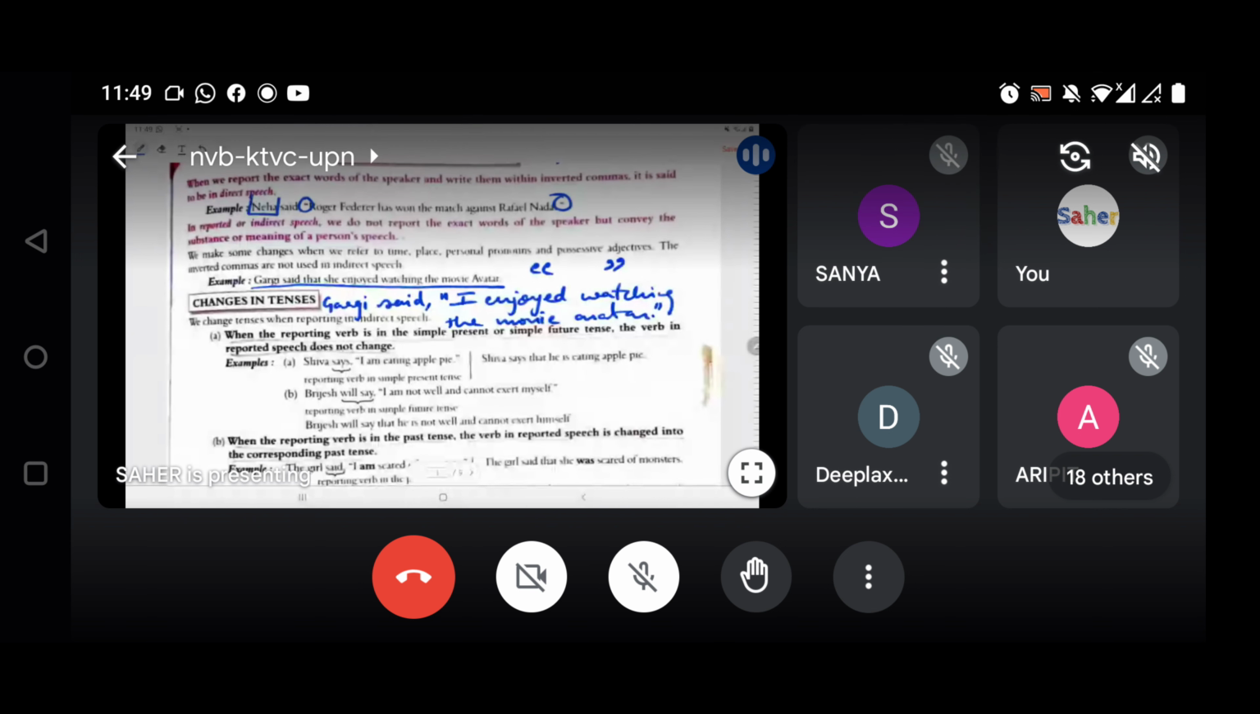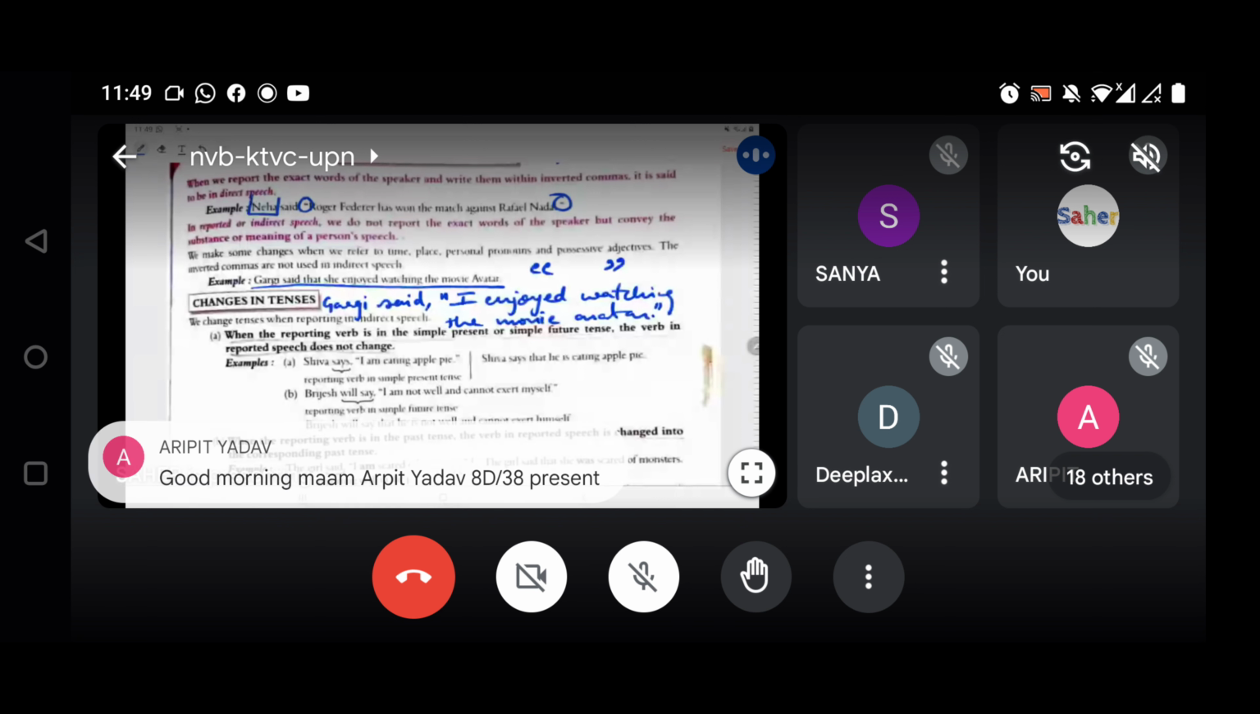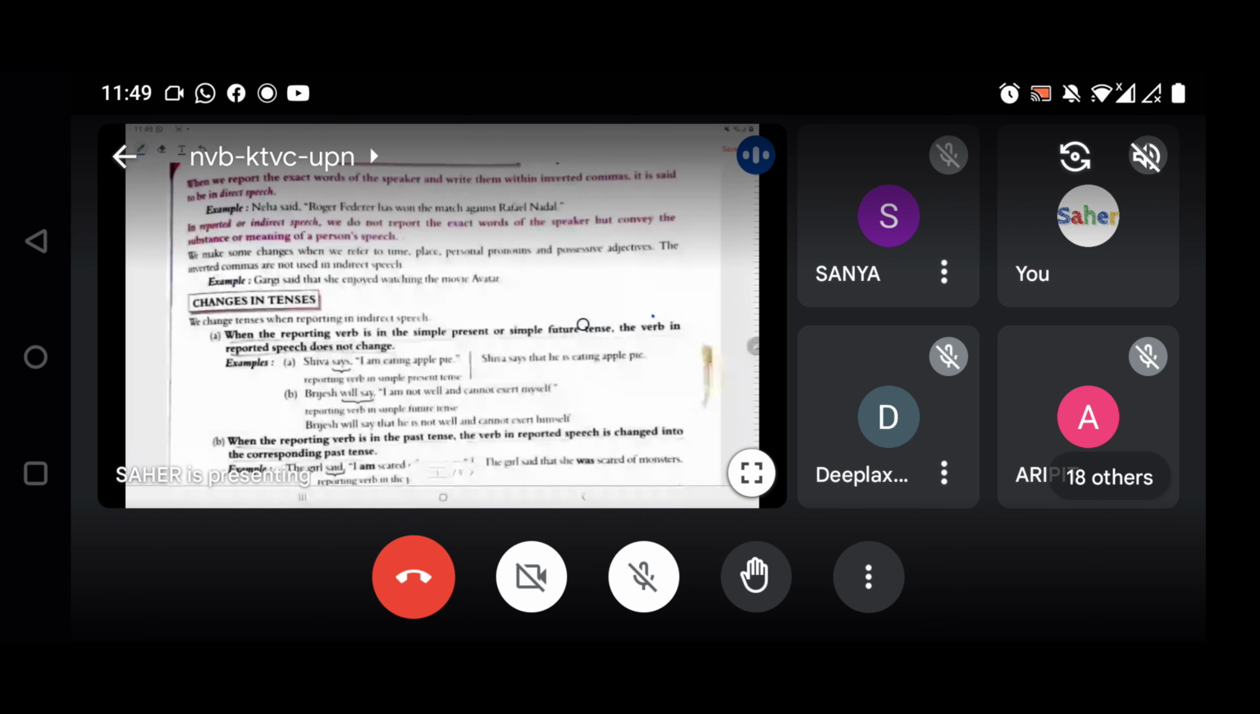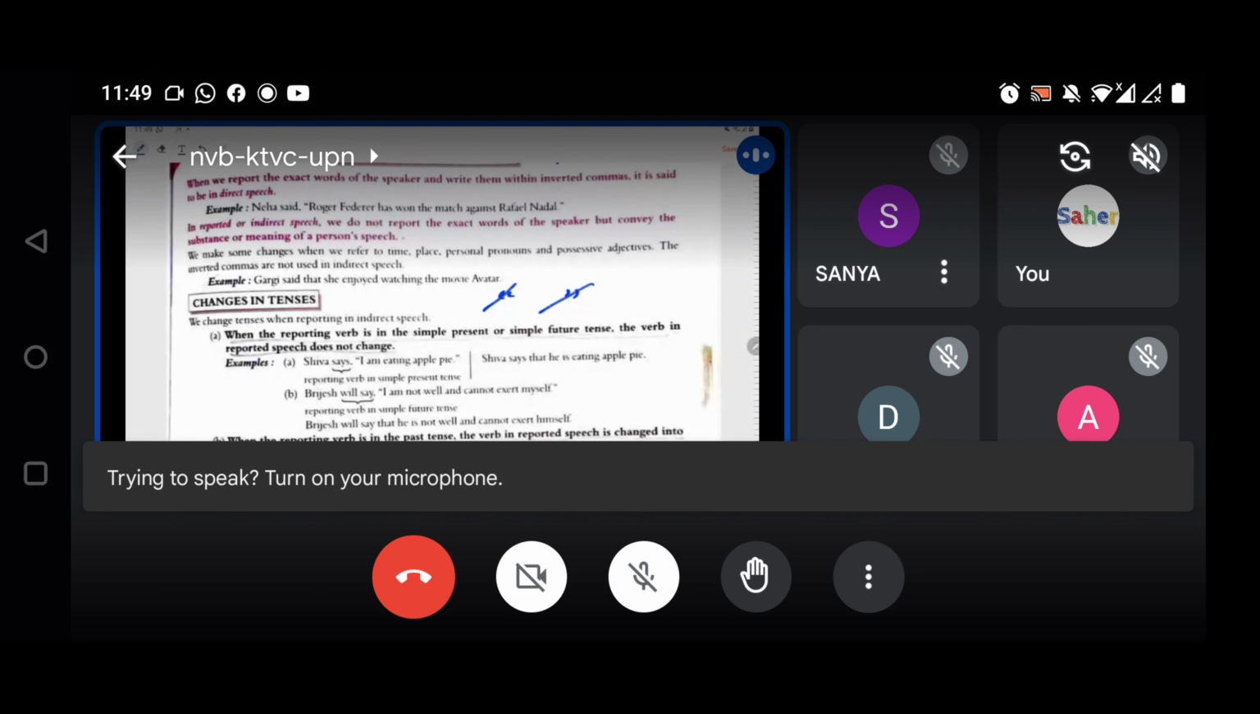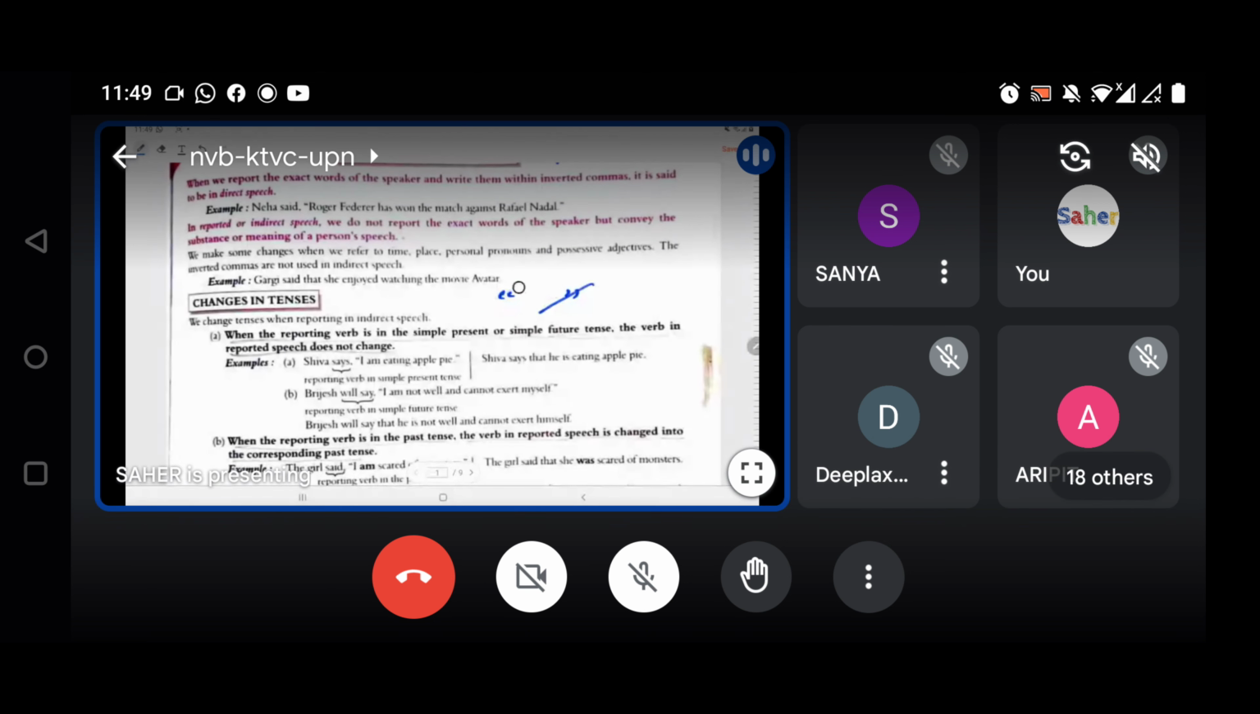But if it is going to be converted into reported speech, then the first thing that we have to understand is that we have to remove the what? Double inverted commas have to be removed. Okay, double inverted commas are going to be removed, and this comma is going to be replaced by that. Getting it? Yes, ma'am.